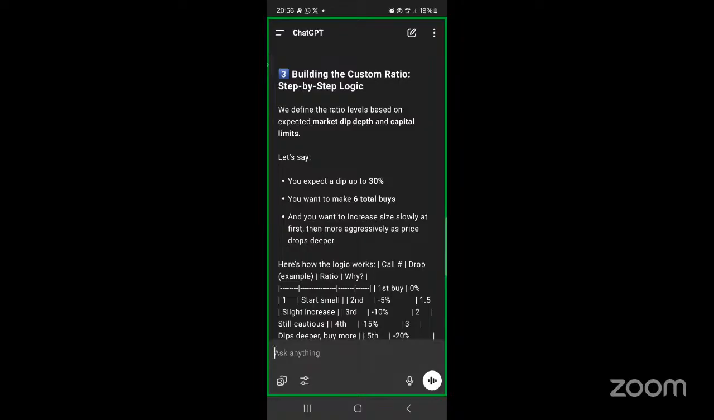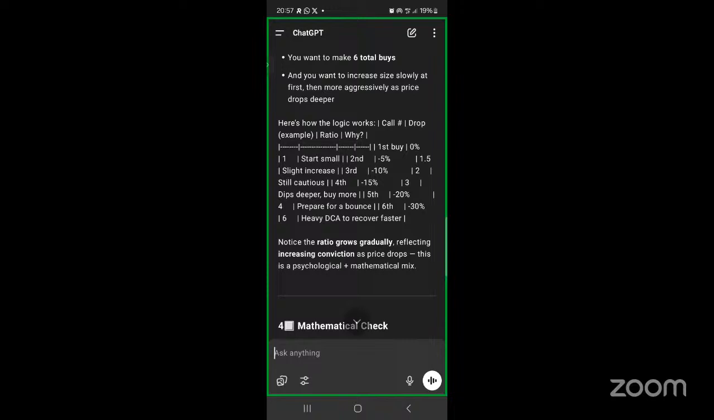Our goal in customizing, putting our custom ratios in the multiple buying, is to ensure these are the goals. We want to increase the size of the orders, meaning the amount of coins we are collecting, slowly at first, then more aggressively as the price drops down. Here is how the logic works.